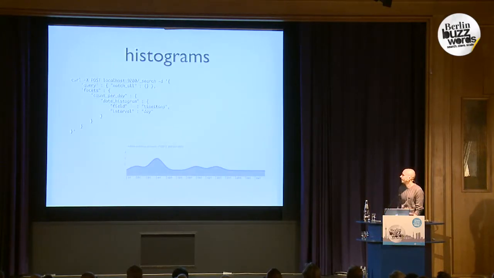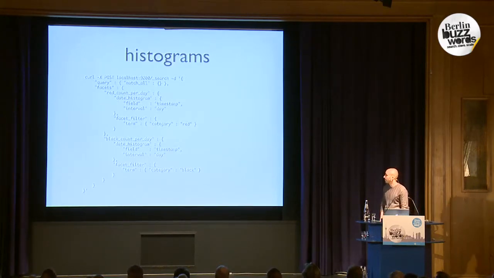we can actually drive some facets around it. Facets are effectively aggregations on top of all the hits that match a specific query. In this case, we're using a date histogram to count all the hits that match the query. In our case, we're just running it against everything. And we get counts per day. So each day, we get a count of how many documents hit that specific query.